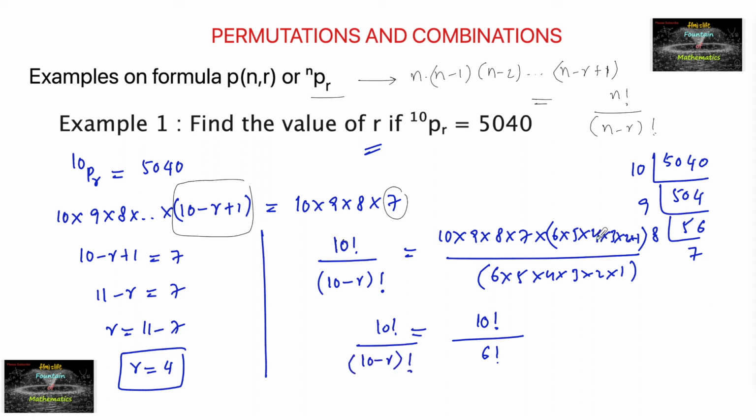Now on comparing both, 10 minus r is equal to 6, so that we can write r is equal to 10 minus 6. So 10 minus 6 is equal to 4. So the value of r is 4. So in this way also you can solve it, right? Now let us see another example.